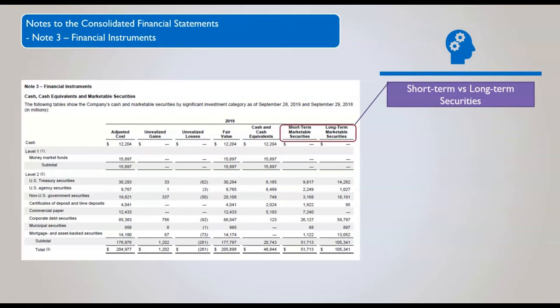As we can see, out of the total $205 billion of cash equivalents and marketable securities held by Apple, a large portion, or $105.4 billion, are held in a long-term position.